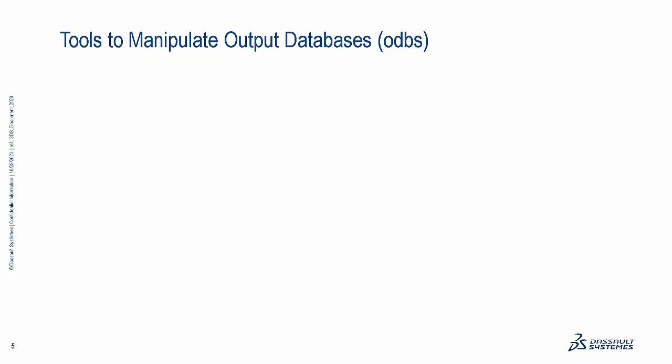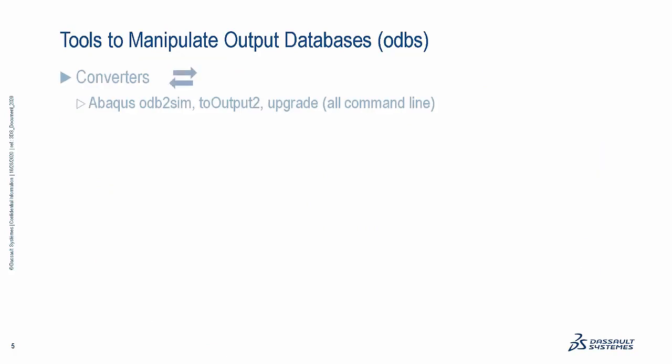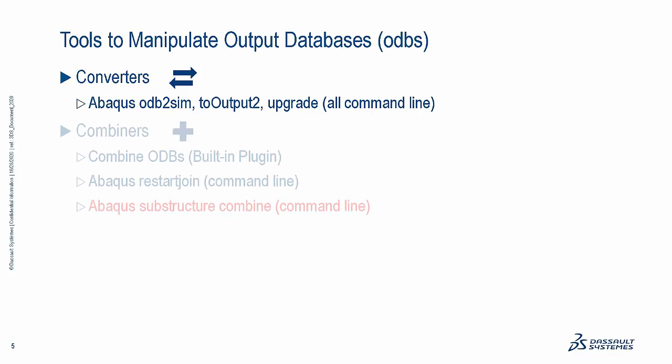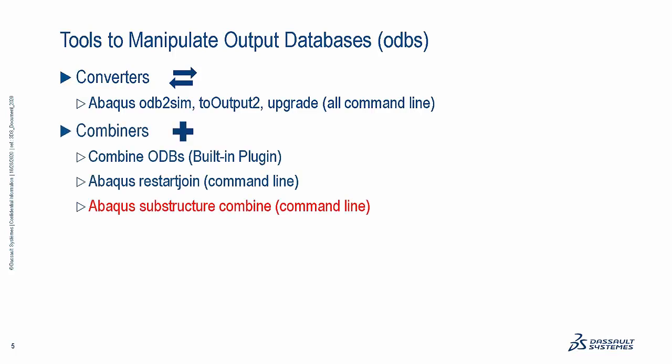Now, an overview of tools that are available to manipulate output databases. We have split it into 3 categories, the first being converters. Converters include Abaqus ODB to SIM, to output 2, and upgrade. These are all command line commands. Combiners: we have the Combine ODBs tool, which is a built-in plugin. Built-in means that it comes shipped with the Abaqus download whenever you download the software. We have Abaqus Restart Join, which is on the command line, and we have Abaqus Substructure Combine, which is on the command line.